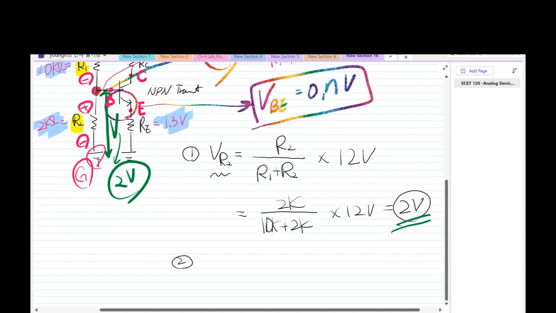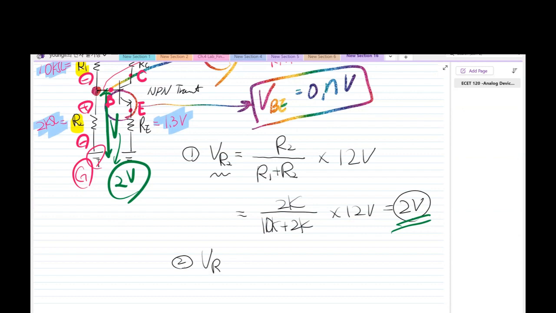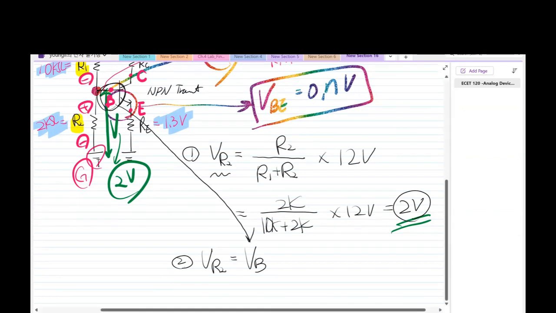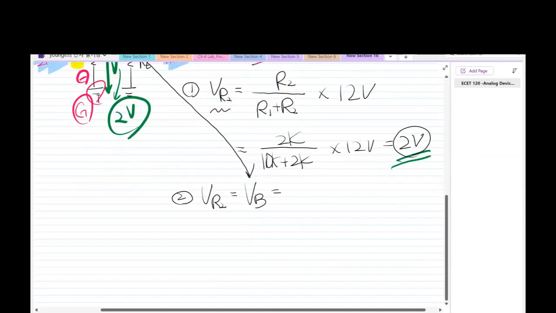Okay. So the second one here. V sub R2 is equal to the V sub B. So the V sub B right here is the 2 volt.